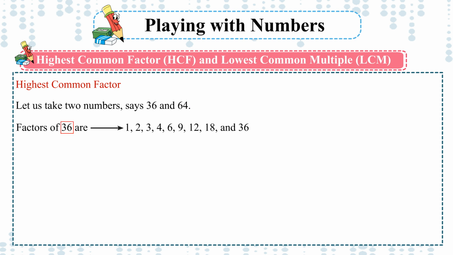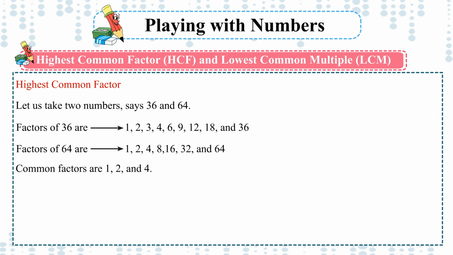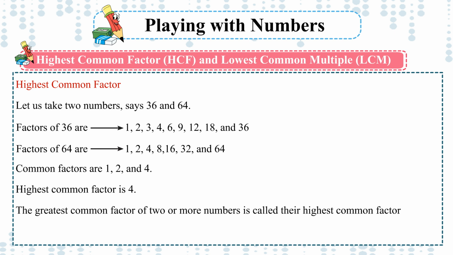Factors of 36 are 1, 2, 3, 4, 6, 9, 12, 18, and 36. Factors of 64 are 1, 2, 4, 8, 16, 32, and 64. Common factors are 1, 2, and 4. Highest common factor is 4. The greatest common factor of two or more numbers is called the highest common factor, HCF.